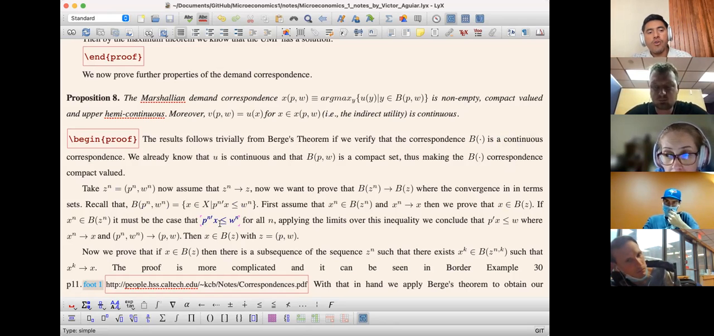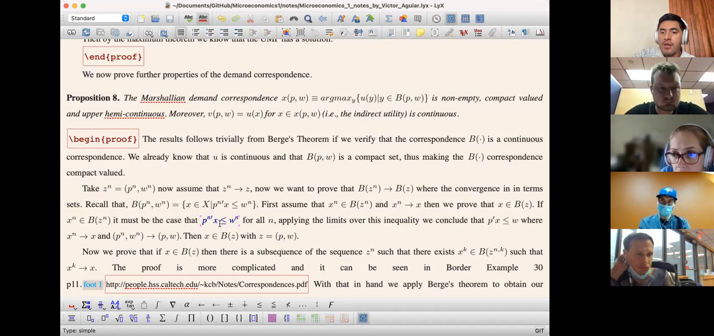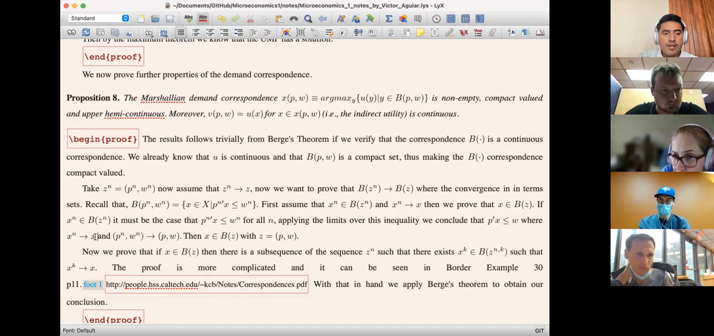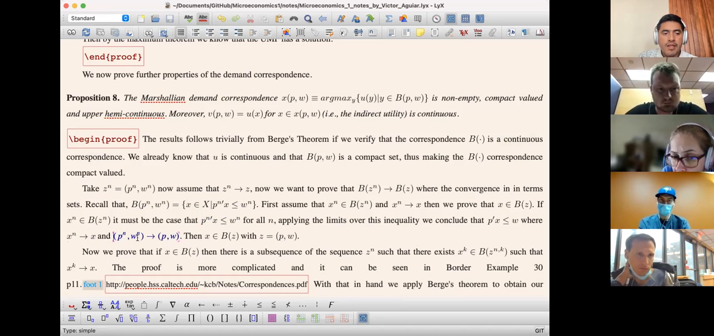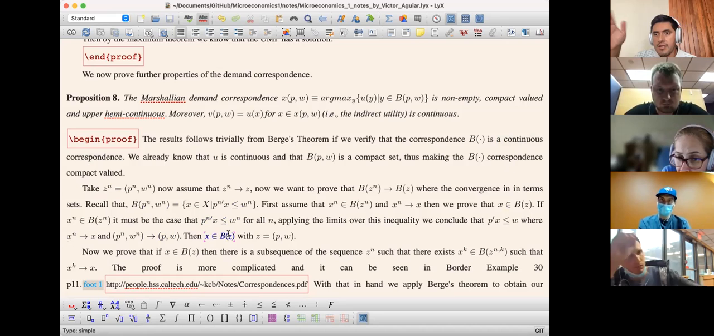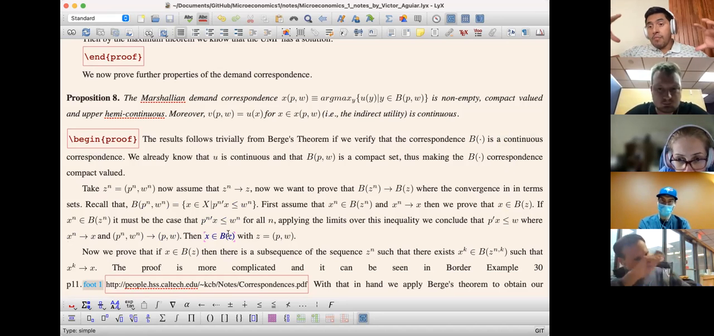Now this is showing, of course, that whatever limit of the V, P, and Wn is going to be inside the V of the limit set. Now, in general, we conclude that we take that Xn goes to X, and we have that the sequence of Pn and Wn goes to P and W, then X belongs also to the limit correspondence. So this is just one part of it.